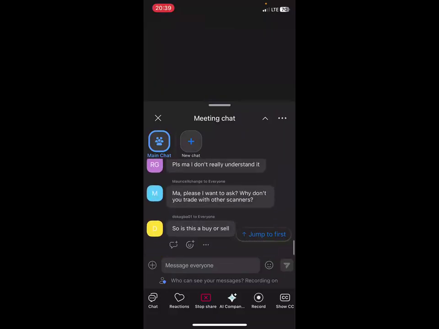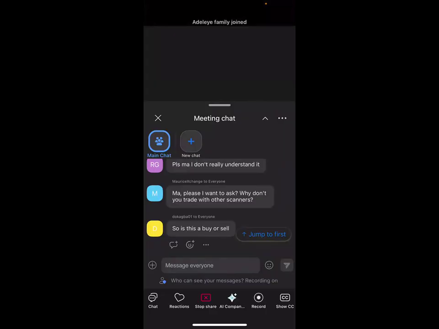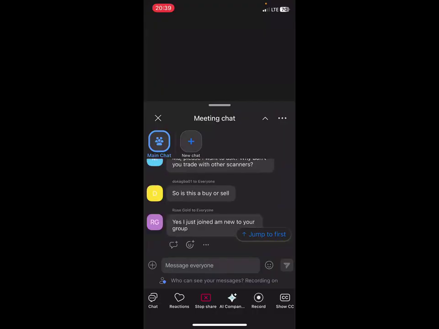Okay, I don't trade with other scanners because I found my niche. I don't have to explore all the scanners. I realized that Trendwave and Qshot work best for me. So that is why I stick to it.